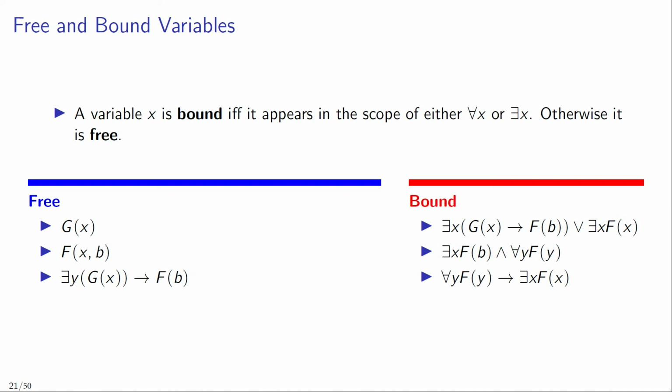Or to look at our final example, the formula if all y are f, then some x is f, that again is an example of only bound variables. The variable y on the left-hand side is bound by the universal quantifier, and the variable x on the right-hand side is bound by the existential quantifier.